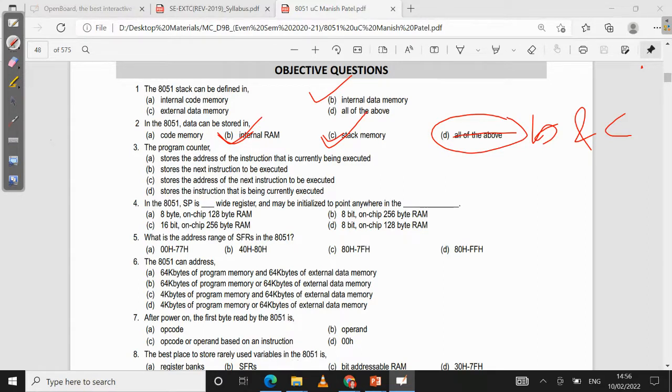B and C, internal RAM, stack memory. Yes, both are. That is also true. You are right, that is a good observation because your stack memory resides in the internal RAM. So instead of saying stack memory different and internal RAM, we can just say B.